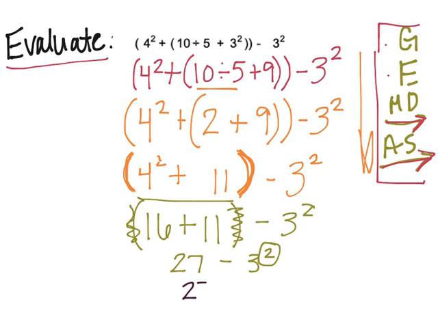So I have 27 minus 9, running out of space here. 27 minus 9, the last operation I have to evaluate, is 18. And remember, best practice, not only showing every step, but circling our final answer.